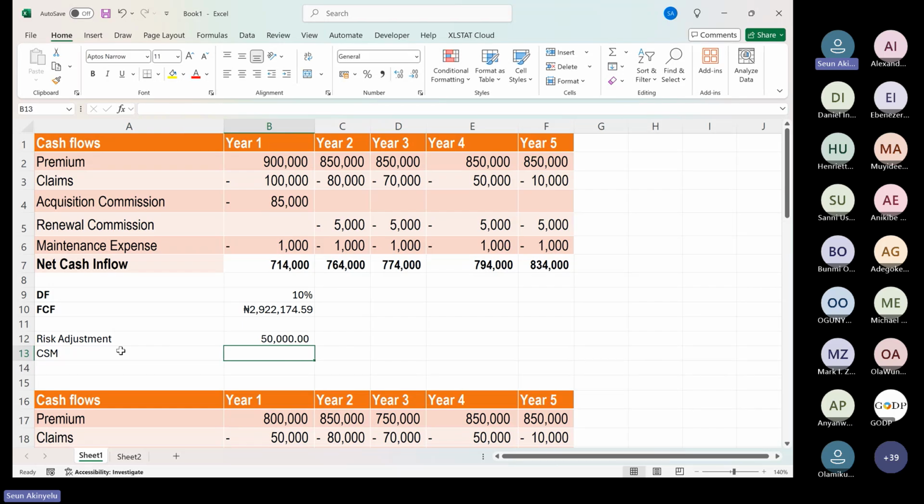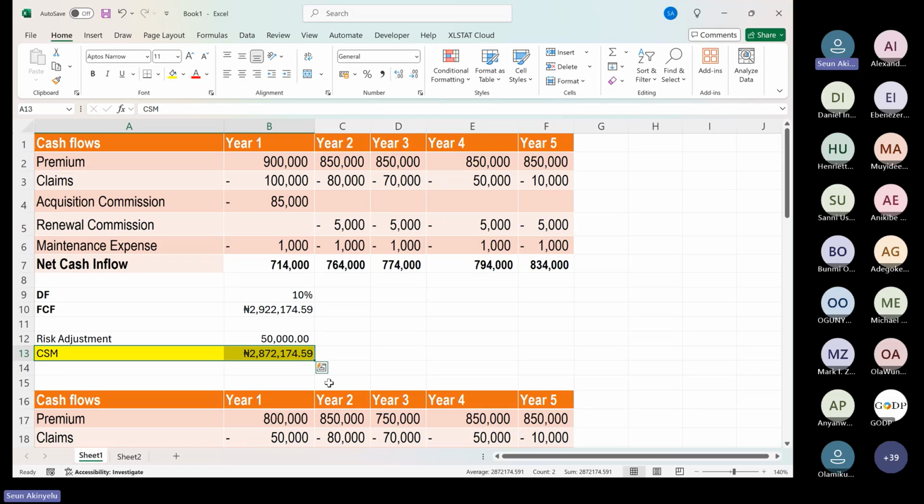Contractual service margin is equal to the fulfillment cash flow, which is a net cash inflow here, minus the contractual service margin. That is the CSM. So the CSM at initial recognition is the amount that equates the fulfillment cash flow, so that there's no gain and no loss.